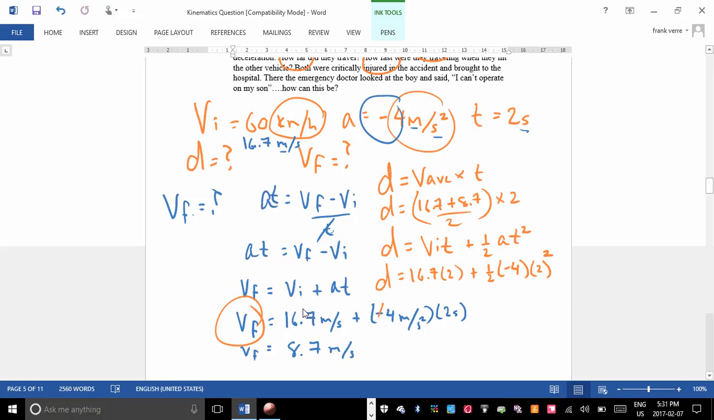Now, in this case, it looks like the answer is going to be about 12.7 times 2. Should be about just a little bit more than maybe around, I think, 25.4 meters. Okay, that's basically a really quick intro to acceleration and distance and speed and time.